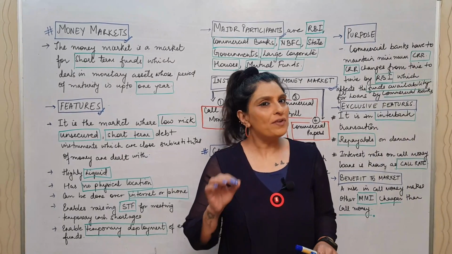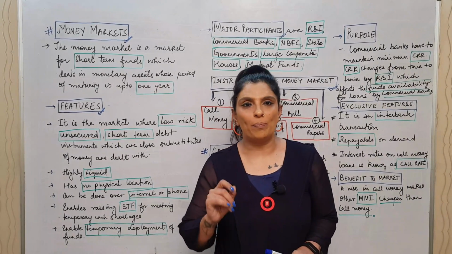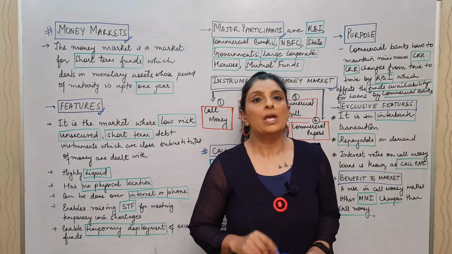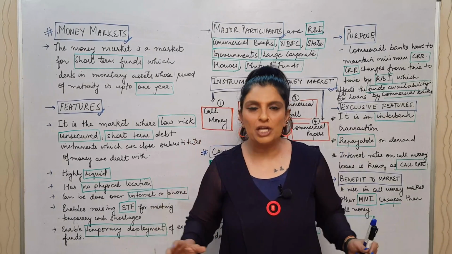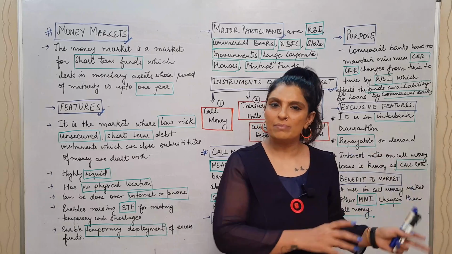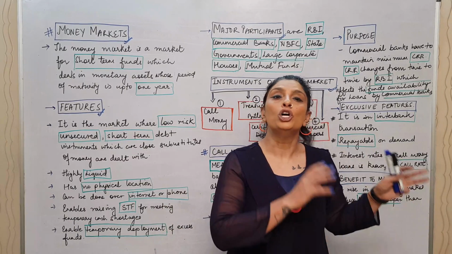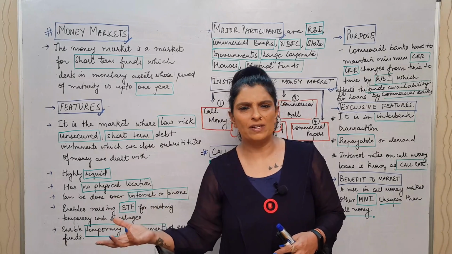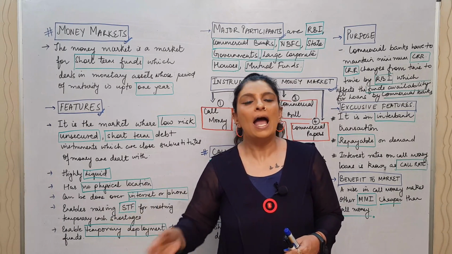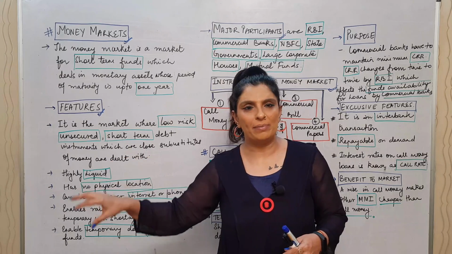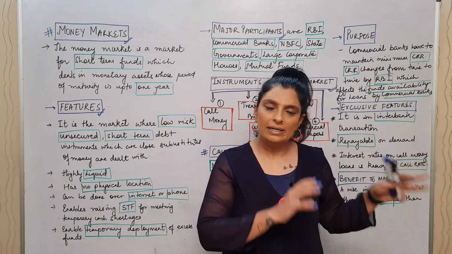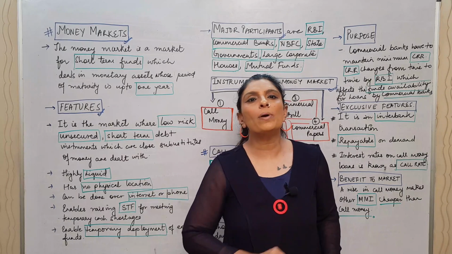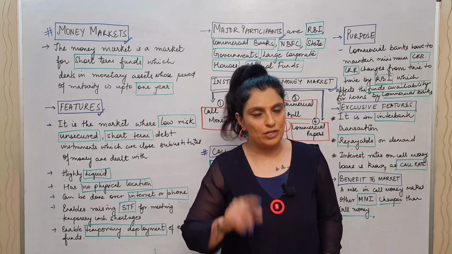Hi everyone. So we're starting with the next topic in financial market. We're talking about money market. If you remember when we did the classification in the previous video, we talked about money market, capital market. Money market is short-term funds market and capital market deals with long-term funds. And capital market is further divided into primary and secondary, but money market deals in short-term funds, that is up to 1 year.